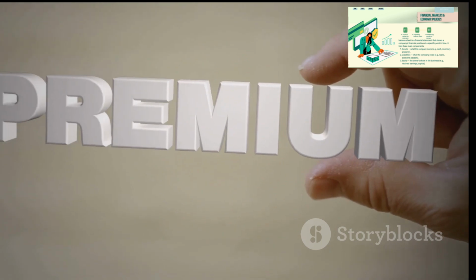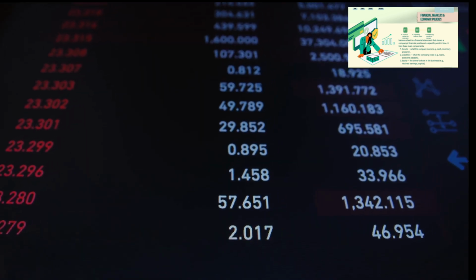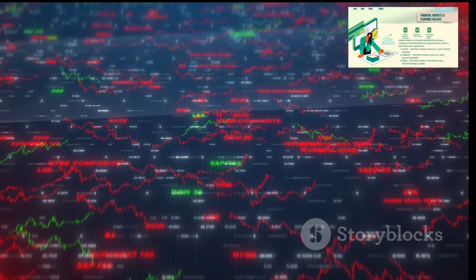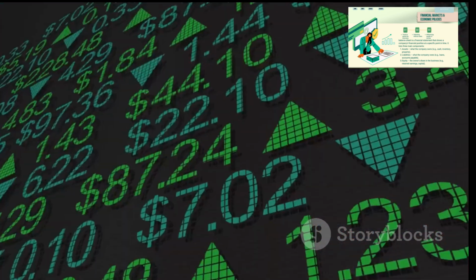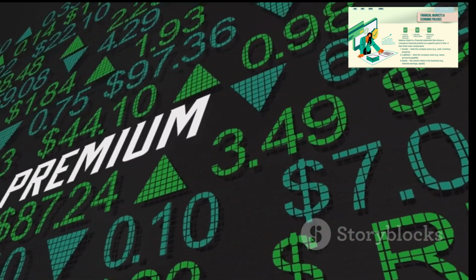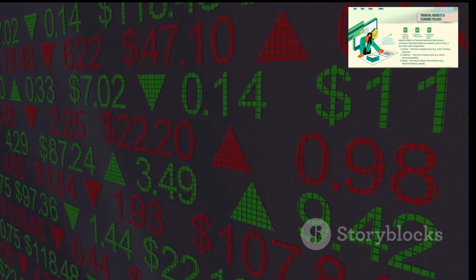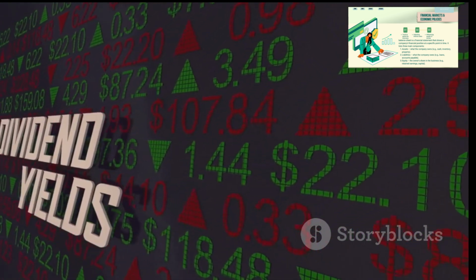Share premium. If shares are sold above their face value, the extra is called premium. So, if a share with a face value of Rs 10 is sold for Rs 100, the premium is Rs 90 per share. Reserves and surplus. This is simply accumulated profits the company has kept for growth instead of distributing as dividends.